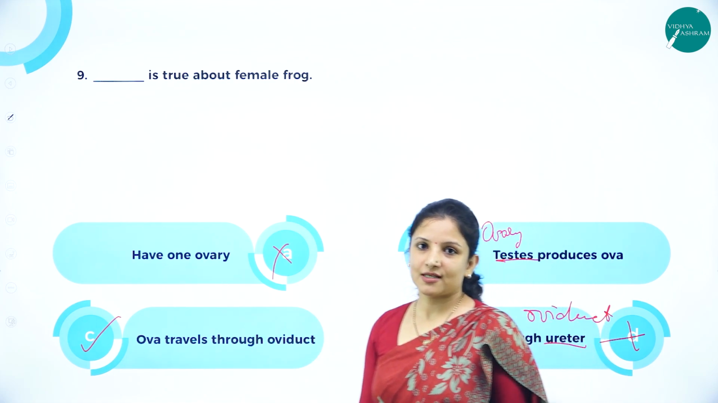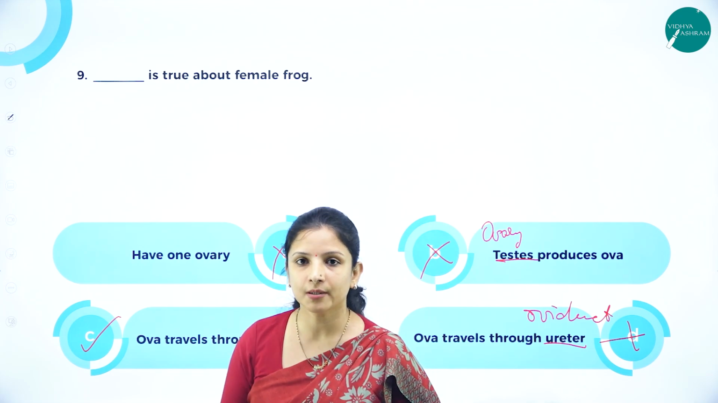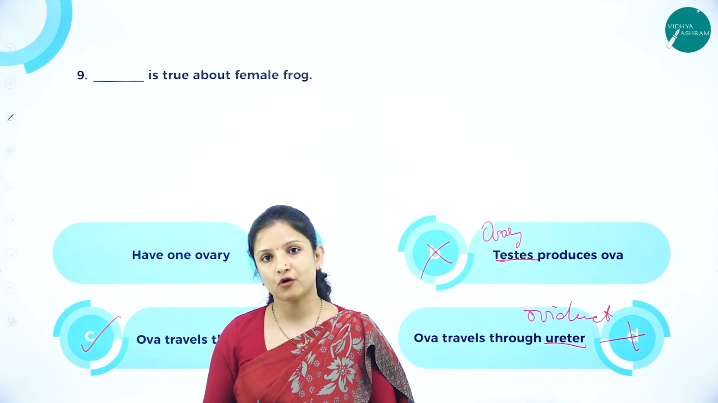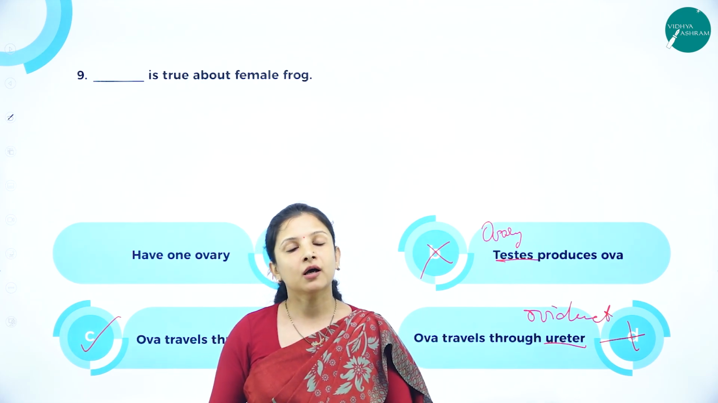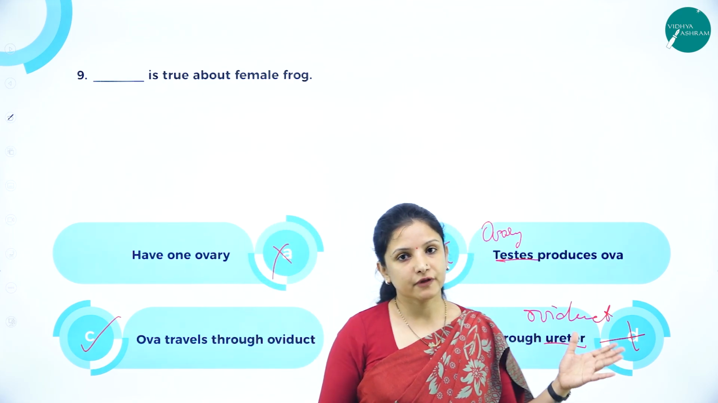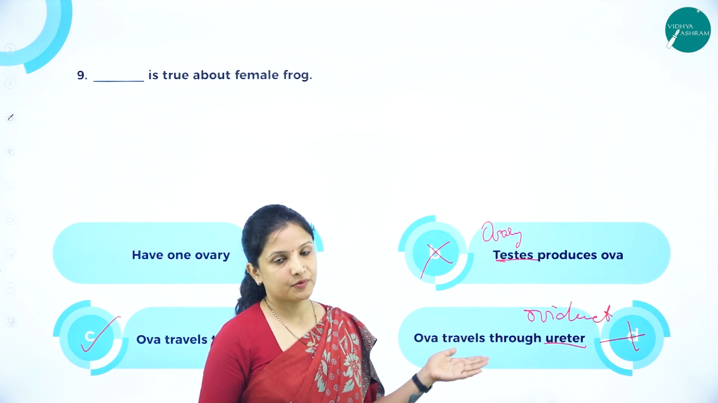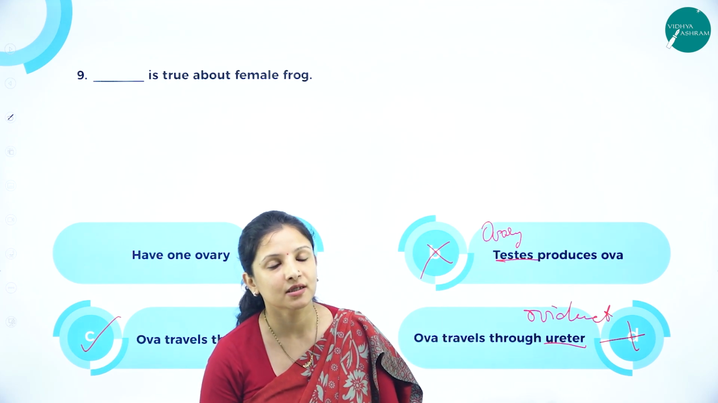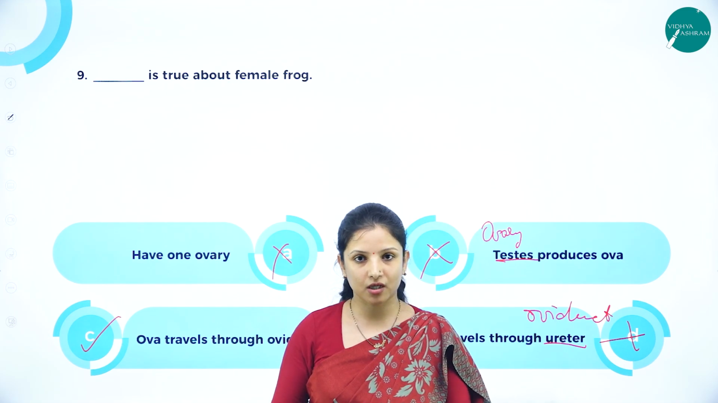So this was about the session wherein we learnt about the reproductive structures of the frog, that is the male and the female frog. And we also got to know the uses or benefits of frog. And also we got to know some of the MCQs under this particular topic. So with this is the last session under this particular chapter.